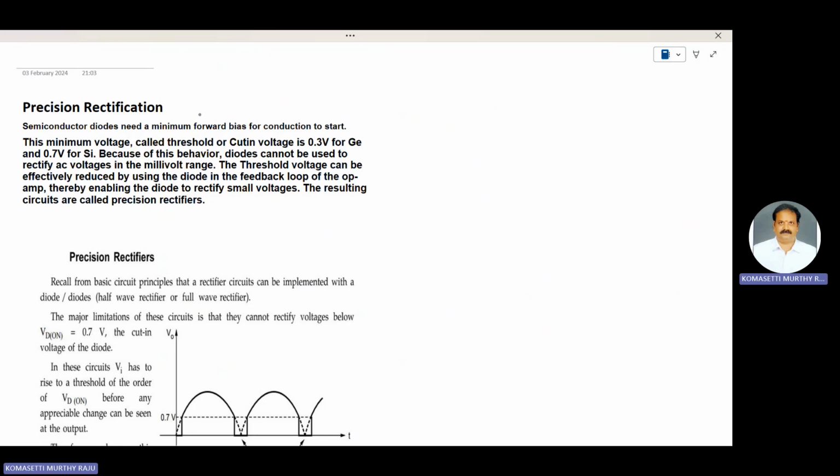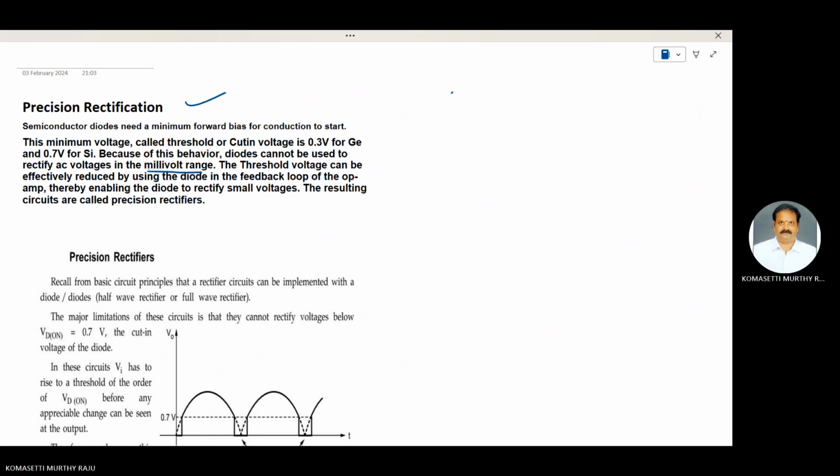Here I will explain concepts related to precision rectification. Semiconductor diodes need a minimum forward bias for conduction to start. The minimum voltage, called threshold or cut-in voltage, is 0.3 volts for germanium and 0.7 volts for silicon. Because of this behavior, diodes cannot be used to rectify AC voltages in the millivolts range.